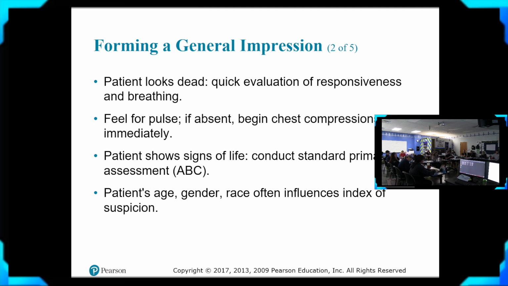The patient looks dead. Check their responsiveness and breathing. Feel for a pulse. You did know, if they're pulseless and apneic, we start CPR. If the patient shows signs of life, conduct the standard ABC assessment. When you're doing these things, please take in your patient's age, gender, and race, as that could influence how they're presenting or your index of suspicion.